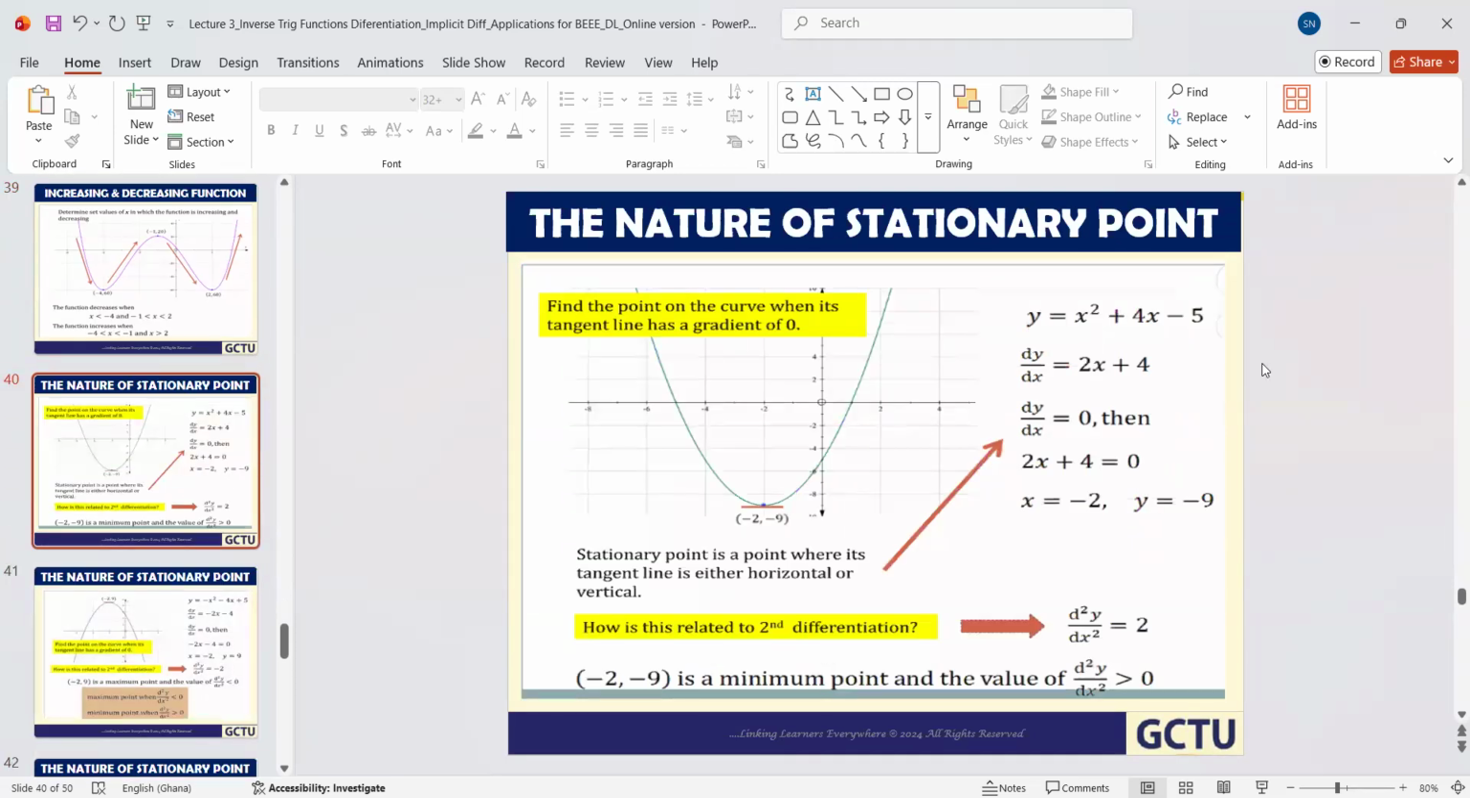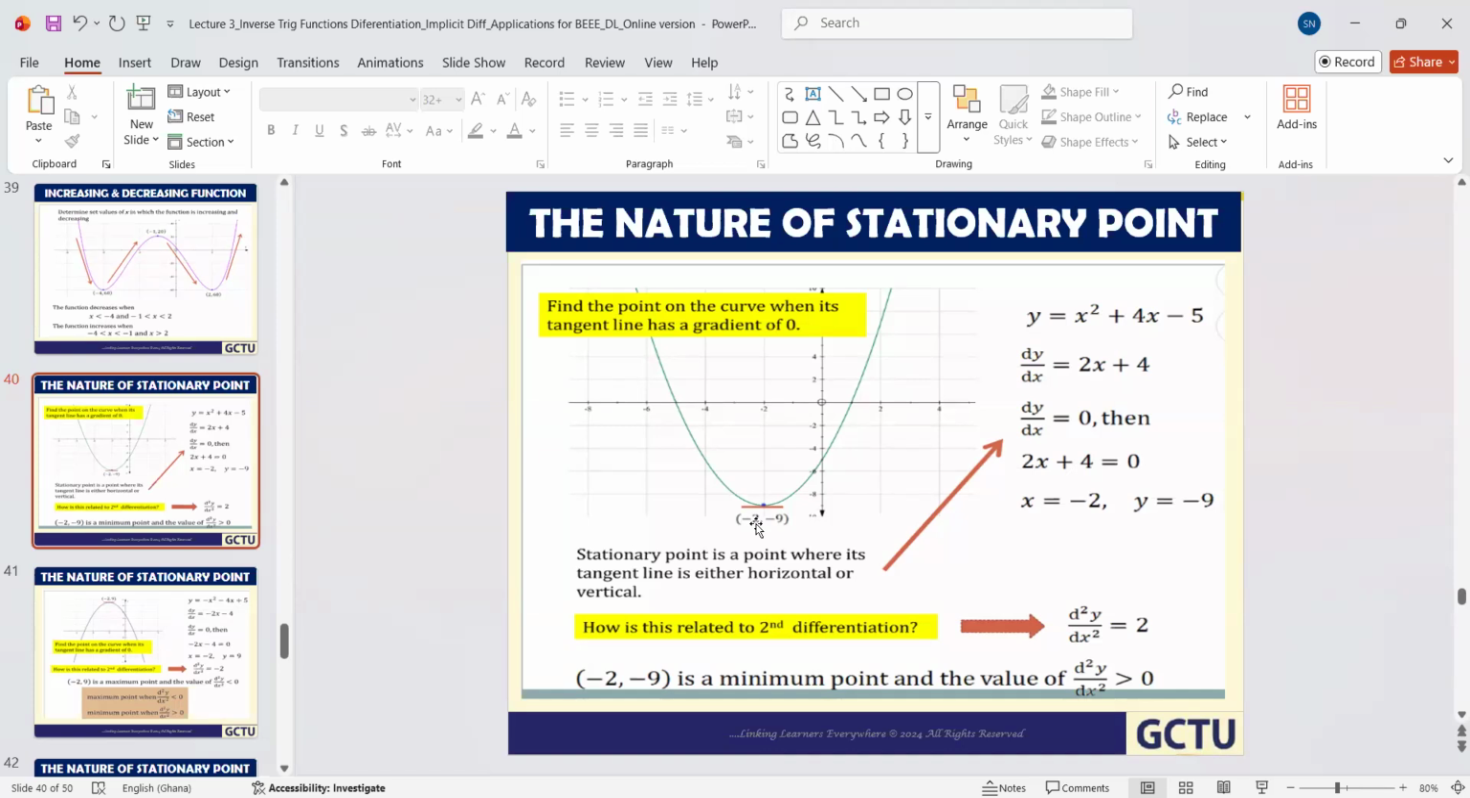Then sometimes you'll be asked to find the stationary point. The stationary point is actually also the turning point. So find the point on the curve where its tangent line has a gradient of 0. That will be the turning point. So if you are given an equation x squared plus 4x minus 5, you differentiate and equate to 0, and you end up getting x equal to -2. Substitute x equal to -2 into the original equation. -2 squared will give you 4. 4 times -2 will give you -8. Then 4, -8, and -5 will give you -9. So that's how they were able to get the point (-2, -9).